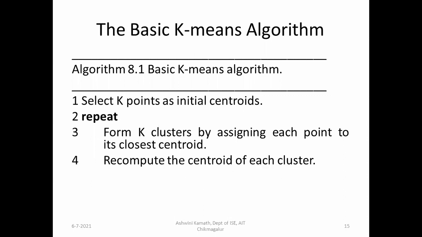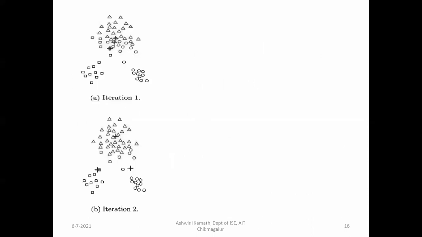Recompute the centroid of each cluster. After getting the clusters, recompute the centroid of each cluster. For each cluster, we have to find the centroid. And step 3 and step 4 will be repeated until the centroids do not change. Until the centroid values do not change, we have to repeat these 2 steps, that is the third one and the fourth one.